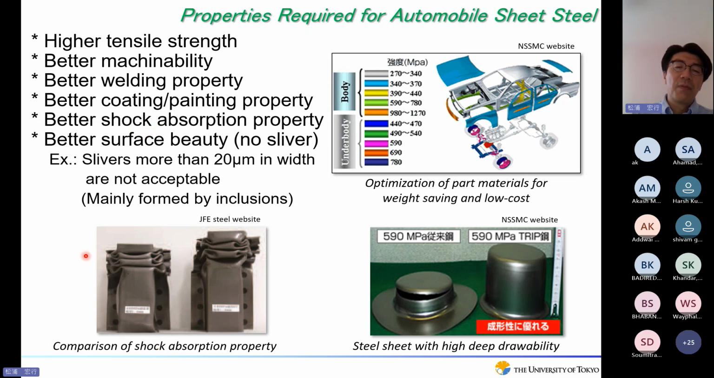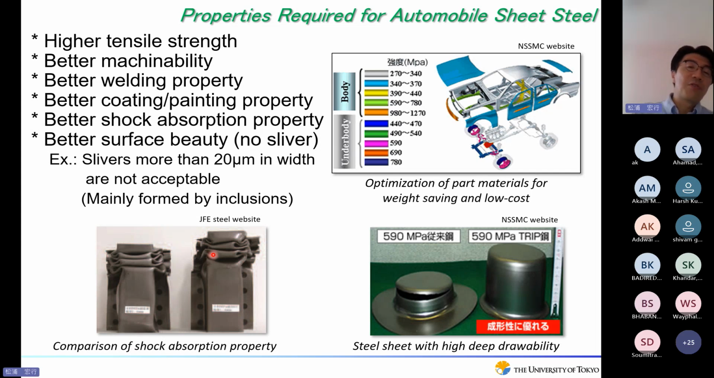This left bottom figure shows a comparison of the shock absorption properties of the conventional steels and the newly developed steel product, taken from the steelmaker's website. So anyway, when you provide the same load to the steel materials, you can see that the deformability of steel materials greatly depends on the property of the material.